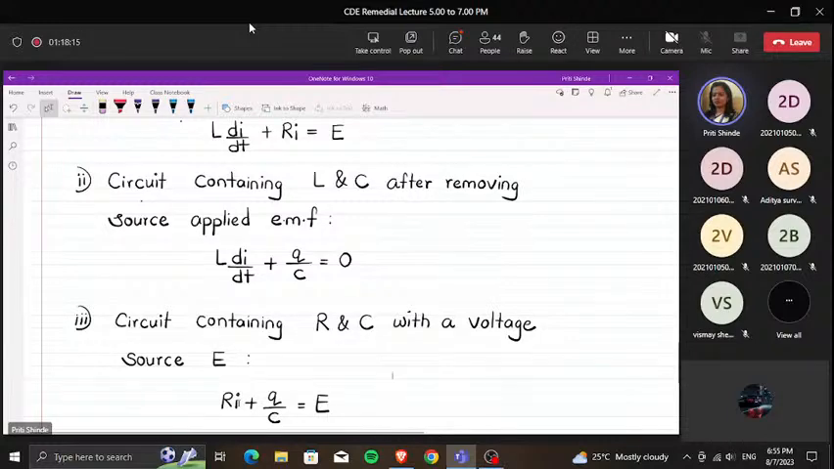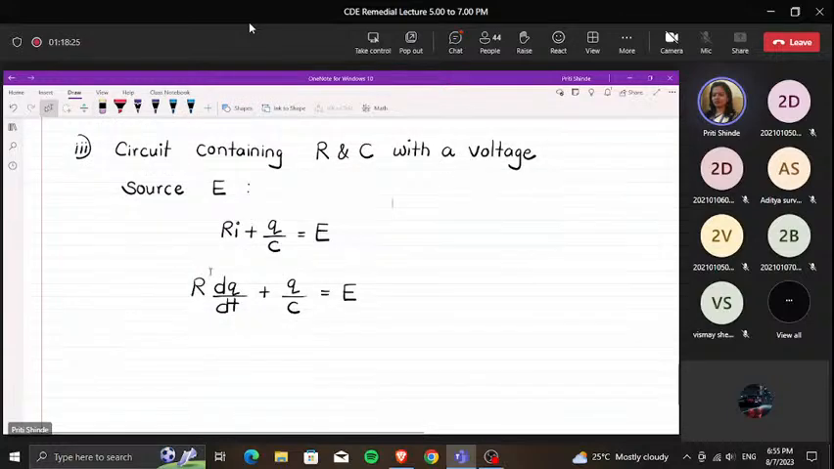Okay, what is a differential equation? Any equation which contains a derivative. So you have a derivative in it. Then how to solve this? So by using the relation between I and Q. I is nothing but dq by dt. So here we get a differential equation.